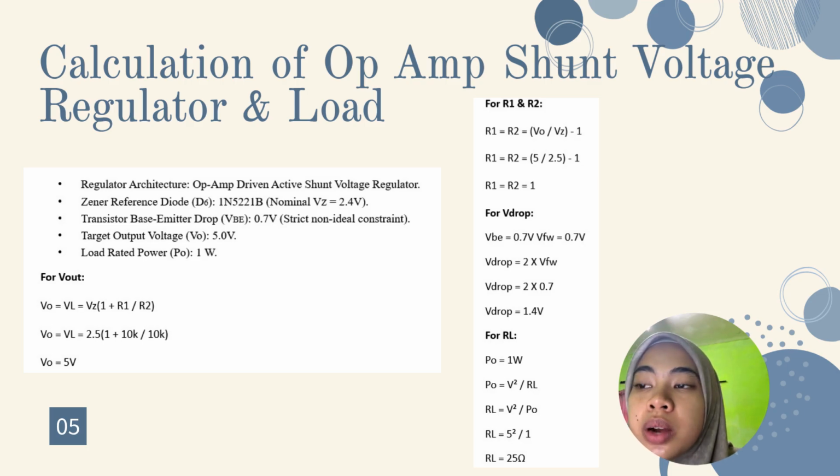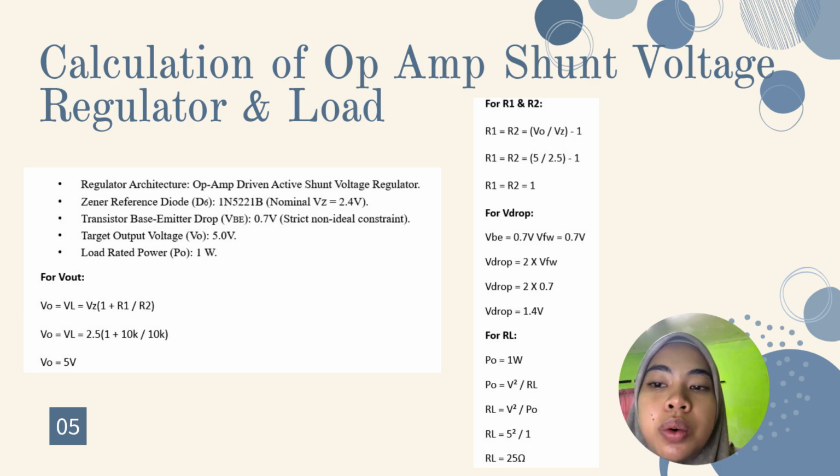Okay, this slide shows the calculation for the operational amplifier, shunt voltage regulator and load. First, we calculate the output voltage V out. The formula used is V out equals VZ times 1 plus R1 over R2. Since the Zener voltage is 2.5 volt and R1 equals R2, the output voltage is 5 volt. Next, we calculate the resistance values R1 and R2. Based on the formula, R1 is equal to R2, so both resistor values are chosen to be 10 kilo ohm.